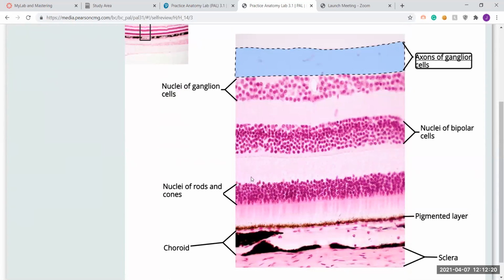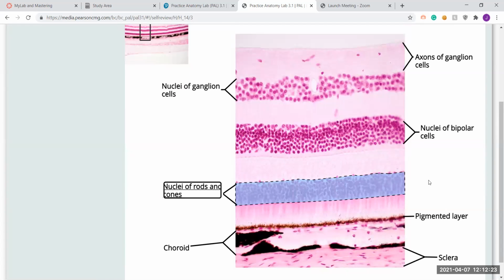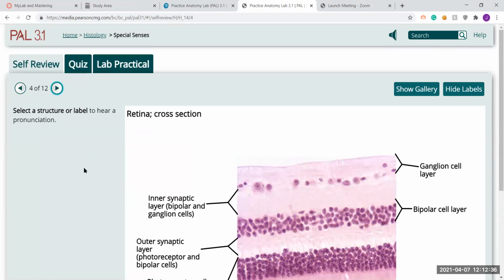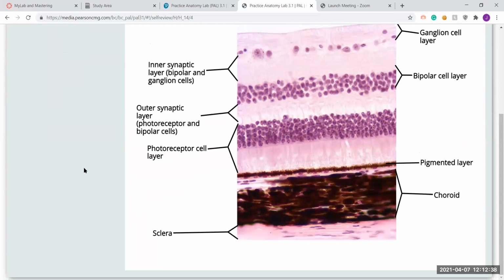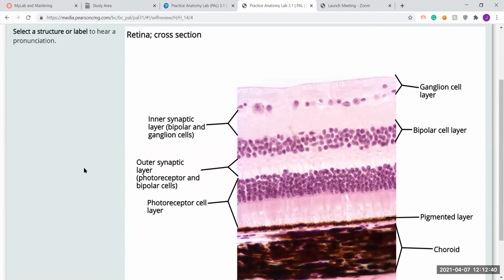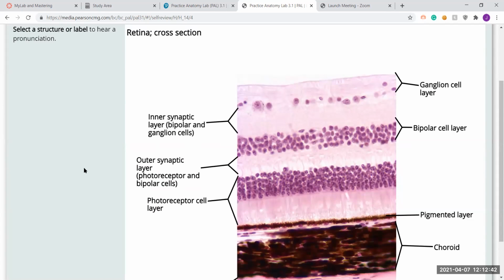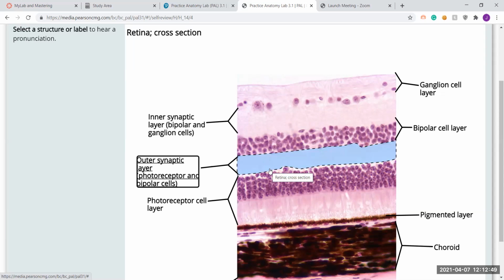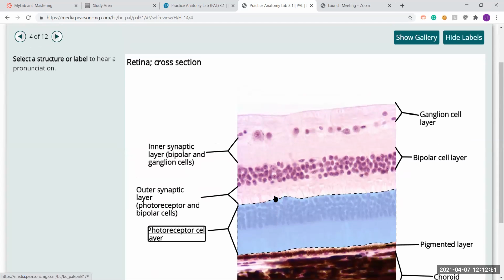In the exam, if I point to any of these, you need to identify them. And in the exam, when we put the pointer, you see it looks slightly darker, so you have to make sure beforehand you practice it. Same thing here, all the layers again, retina cross section. Those are all the layers.